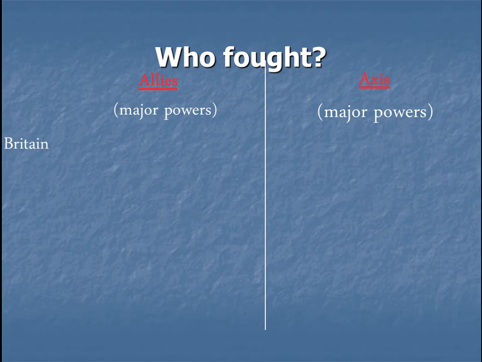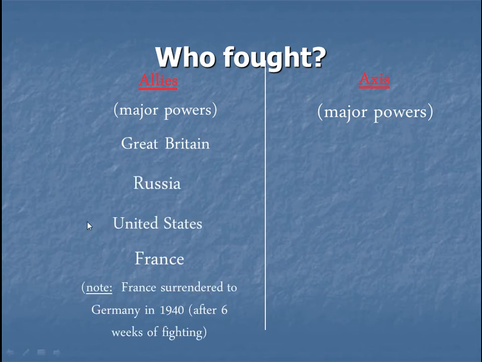So, who fought? Well, we got Great Britain, Russia, United States, France as the Allied powers. Now, note that France surrendered to Germany in 1940 after a mere 6 weeks of fighting. The Axis powers: Germany, Italy, Japan.